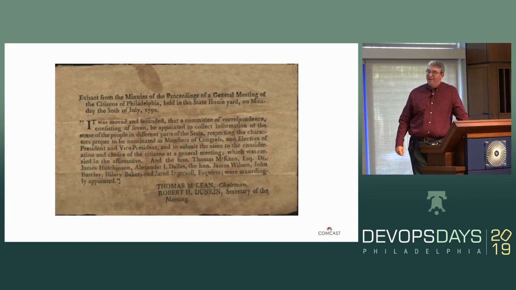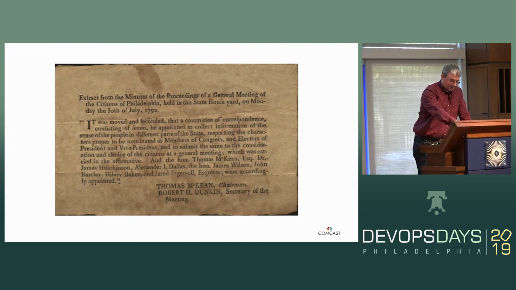I actually found this. This is the minutes of the proceedings of a general meeting of the citizens of Philadelphia. So all of the citizens of Philadelphia apparently had one big meetup, and they wrote down the minutes. And so how many people write down minutes of the meetings that they attend? Right? A handful of folks, so good for you. So back in, when was this?